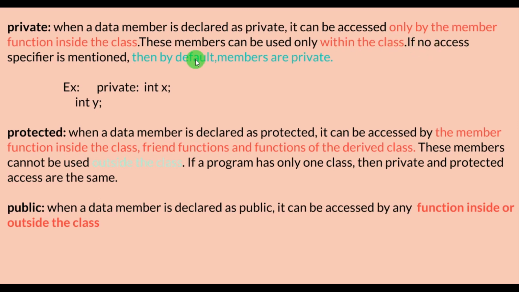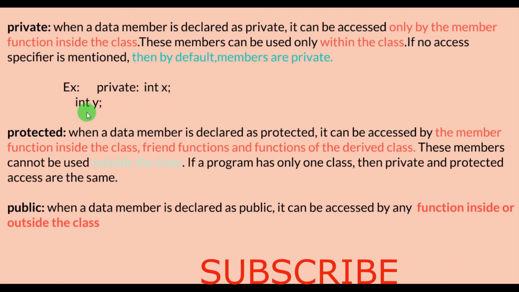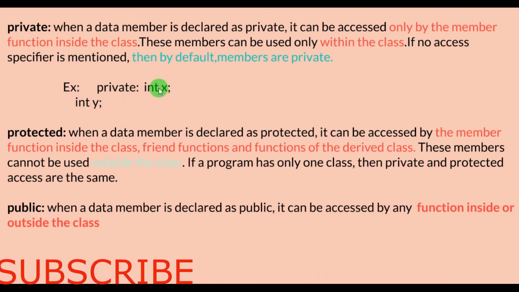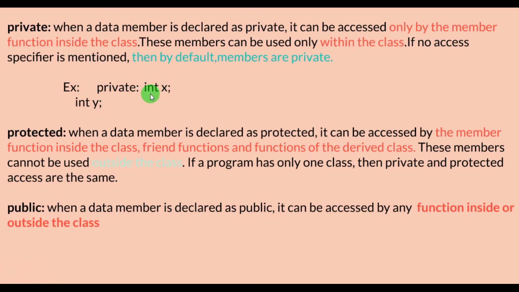If no access specifier is mentioned, then by default the members are private. So remember, in the syntax you gave public, and in front of public you mentioned data members and member functions; protected, and in front of that data members and member functions. If you don't specify any access specifier, by default it is a private access specifier. An example is private int x. So x and y are private data members. This is how you are going to declare, and this is a 5-mark question.